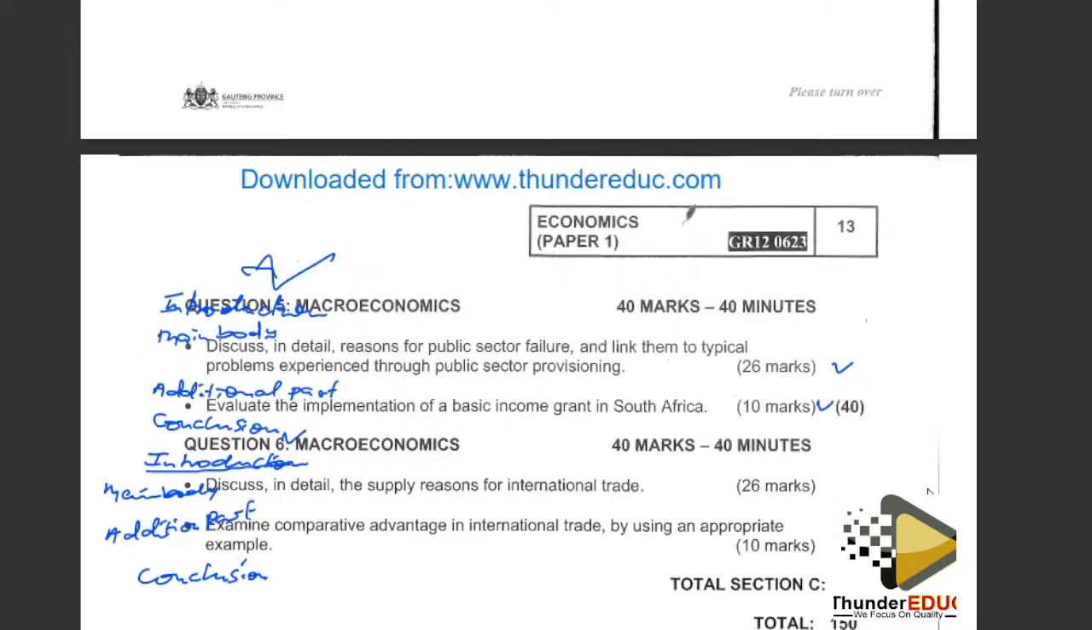The main body, we have the question that says, discuss in detail reasons for public sector failure and link them to typical problems experienced through public sector provision. So now in this regard, we are going to pay attention to management failure, because there is management failure when it comes to the public sector. The state fails to manage the resources efficiently, and some of the resources are wasted. Also, we are going to check APAFI. In this regard, there is corruption and poor service delivery as a sign of APAFI, and this may actually cause poor accountability. And also, we can talk of the bureaucrats.